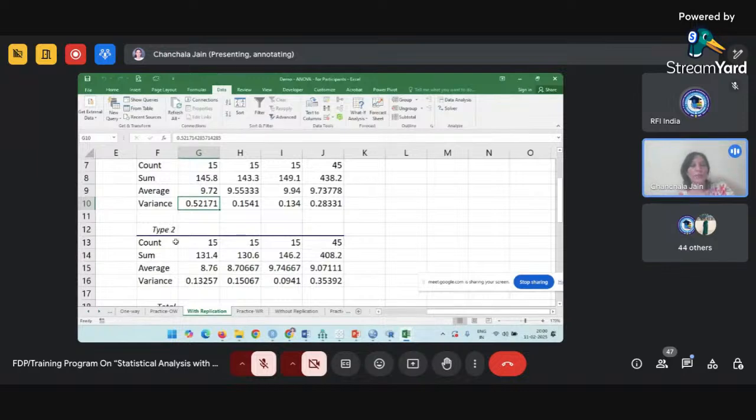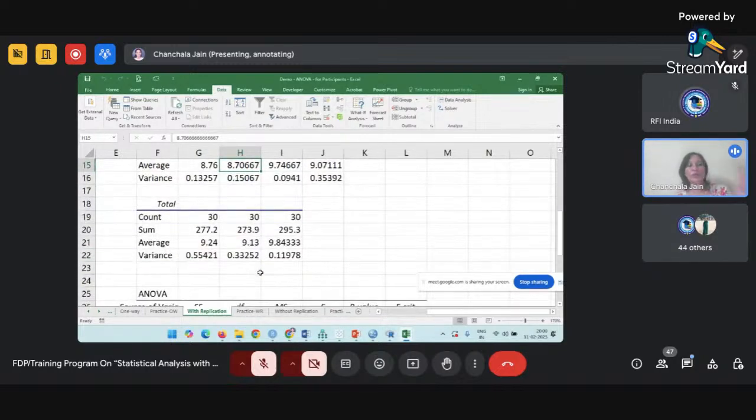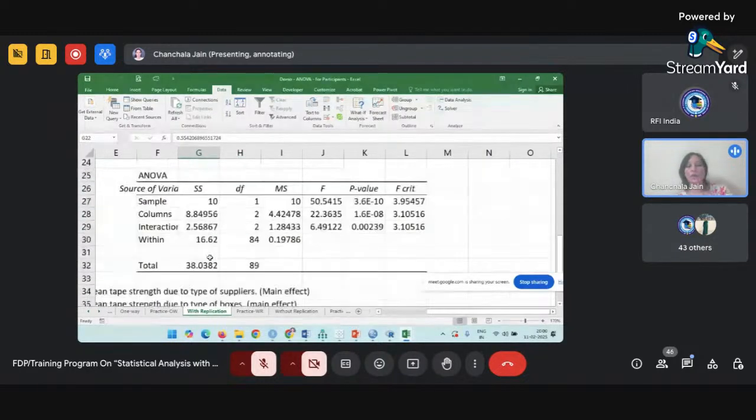Then similarly for the type 2 box also. For the three suppliers, we have taken a total of 15 samples from all three suppliers. These are the sum, average and variances of the tape strength from all three suppliers, right? In box 2, combined, we have a total of 30 samples from each of the suppliers. These are the strengths of tape in sum form, average form, and variance form. Next is the ANOVA table.